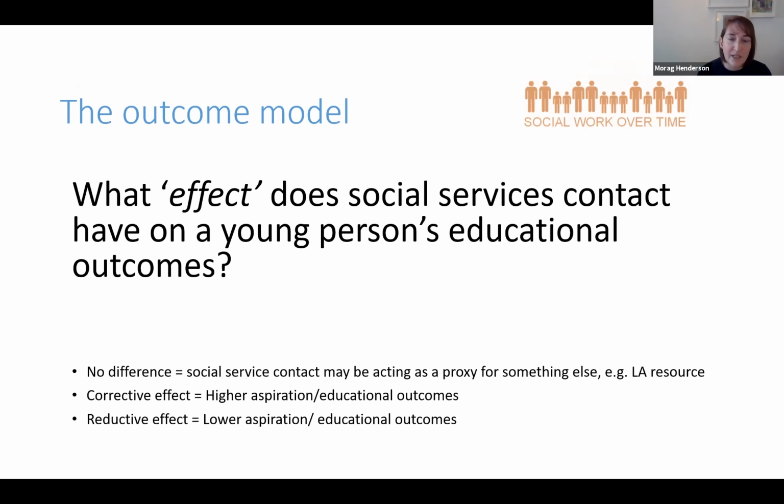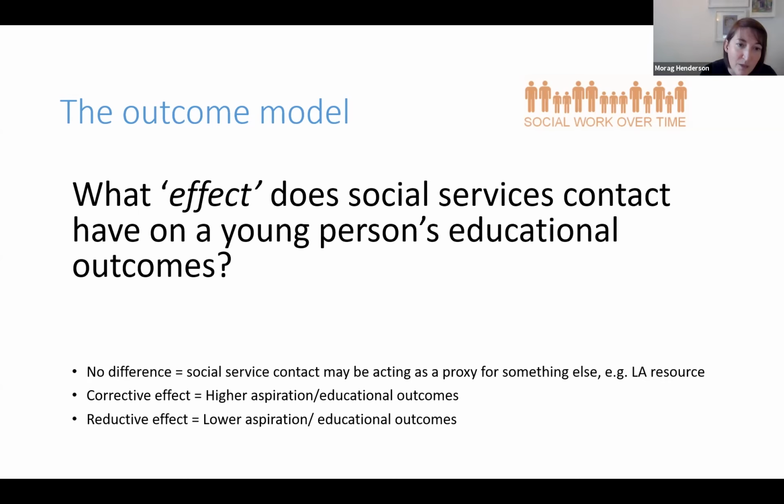So we can predict maybe no difference. Maybe social service contact might be acting as a proxy for something else. For example, it might just be a signal of local authority resource, or money within a particular area, or availability, capacity, etc. It might have a corrective effect. So if a young person has social service contact, they might actually have higher aspiration, higher educational outcomes, higher levels of well-being, or it might have a reductive effect if we can assume that it's causal.